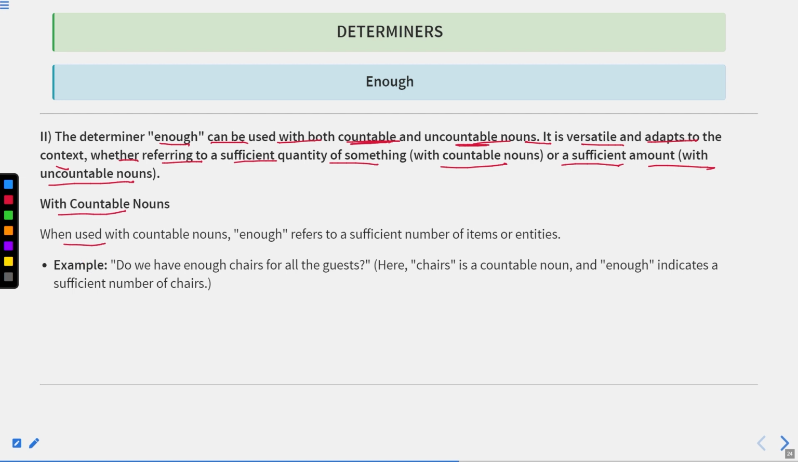With countable nouns, enough refers to a sufficient number of items or entities. Example: do we have enough chairs for all the guests? Here, chairs is a countable noun and enough indicates a sufficient number of chairs.